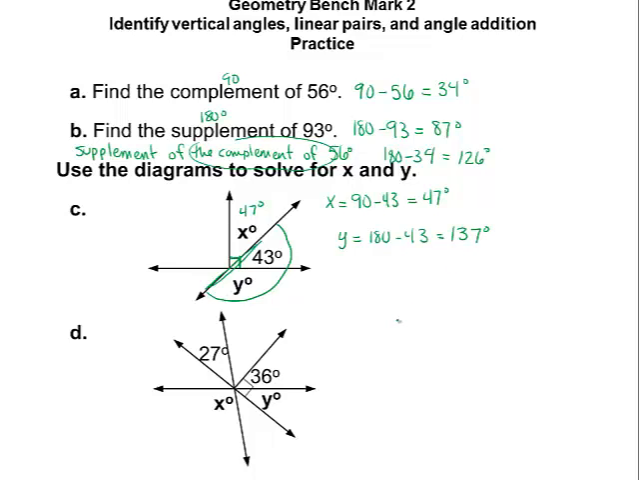Does that make sense? So you look at the picture to see what you have. If vertical angles help, you can use vertical angles. If the 90-degree thing works, you can use the 90-degree thing. If the straight line part is what you need.